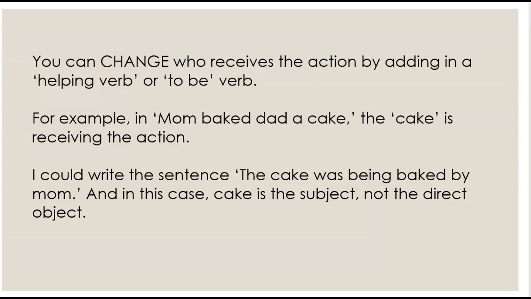Now, you can change who receives the action of the verb. That's what I talked about a little bit earlier. That sometimes that direct object word can come earlier in the sentence. A to be verb. So instead of saying mom baked dad a cake, cake is receiving the action. But if I say the cake was being baked by mom, that actually still means that the cake receives the action and it's still being baked. It's a whole different sentence. This is called passive writing.